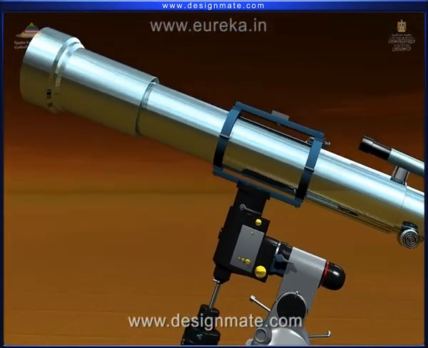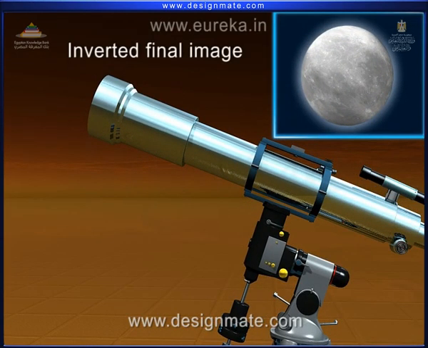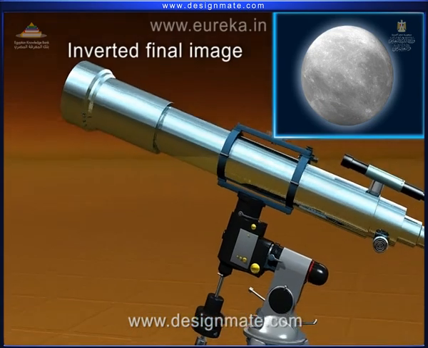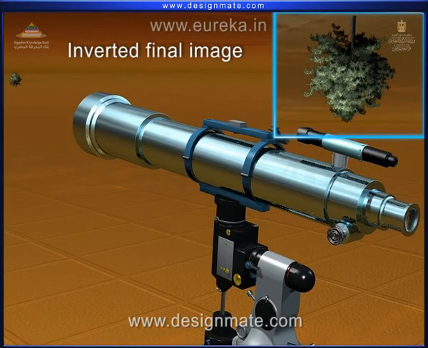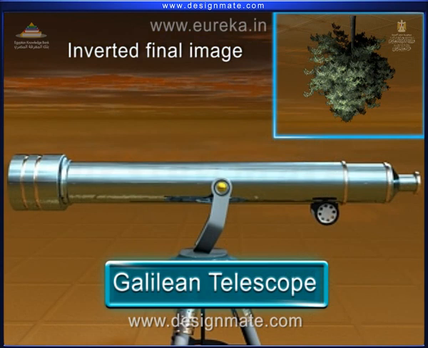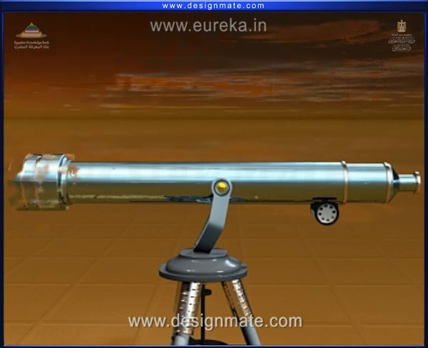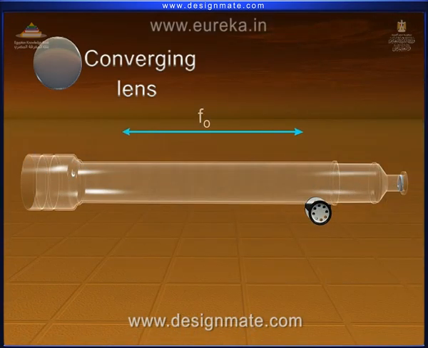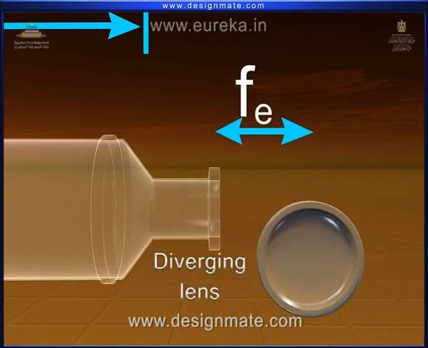Galilean telescope. As we know, in the case of an astronomical telescope, we get an inverted final image, but it is not very useful to have a magnified but inverted image of a tree. To get rid of this difficulty, a Galilean telescope is used, which gives an upright final image. In a Galilean telescope, a converging lens of long focal length FO is used as an objective, and a diverging lens of short focal length FE is used as an eyepiece.